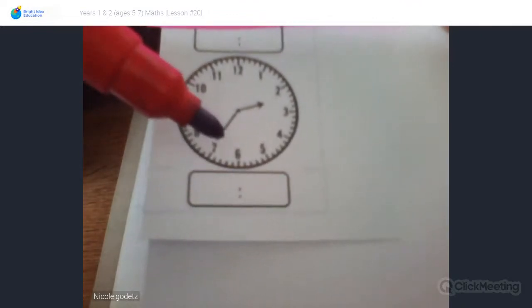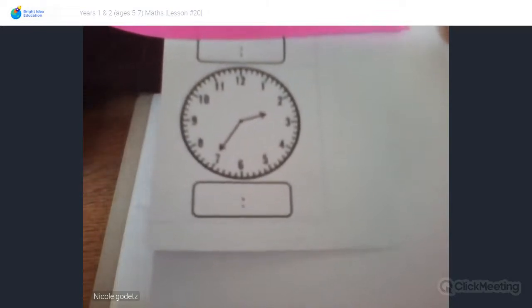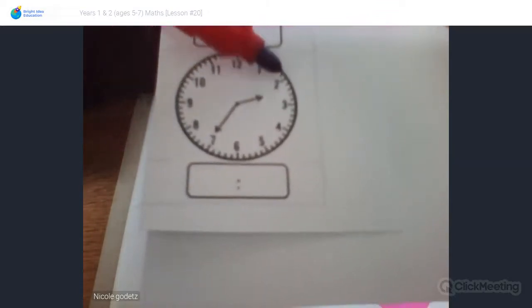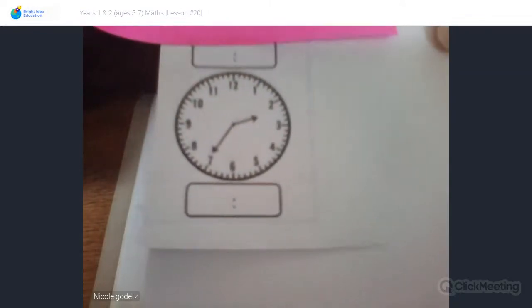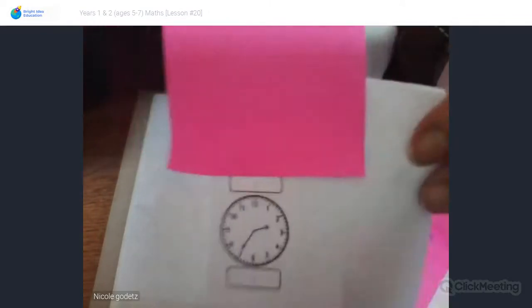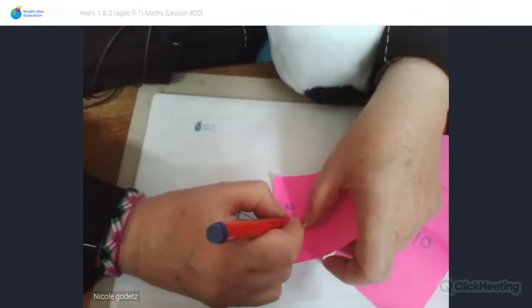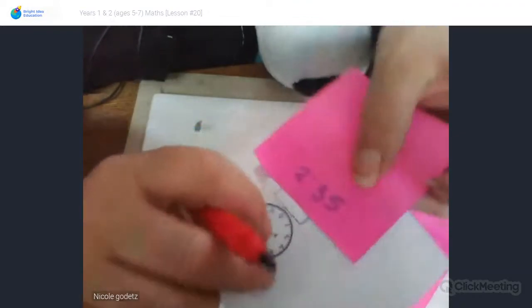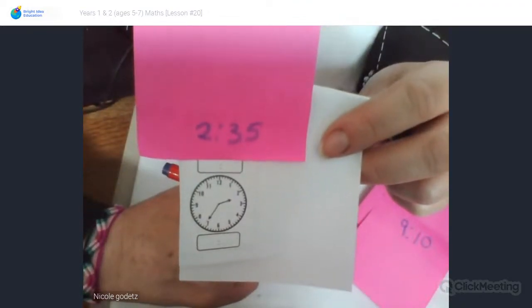Well, it's just gone past the half, so we know that's 30, and it's another 5. 5, 10, 15, 20, 25, 30, 35. It's 35 minutes past 2. And in digital time, we write that as 2 colon 35. We write that as 2:35.